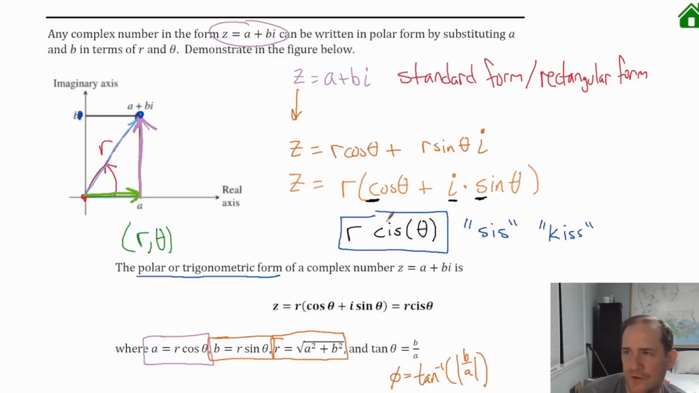Except for you, Sebastian. You cannot call it kais. That's not real. That's not an option.